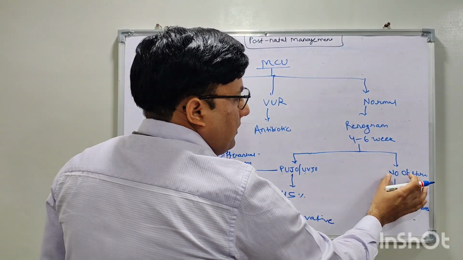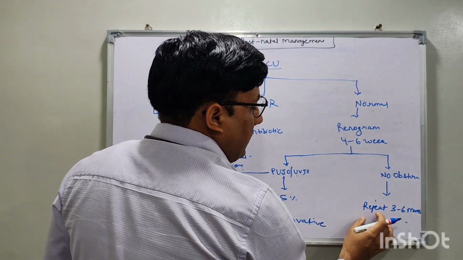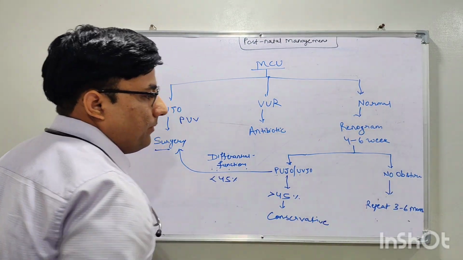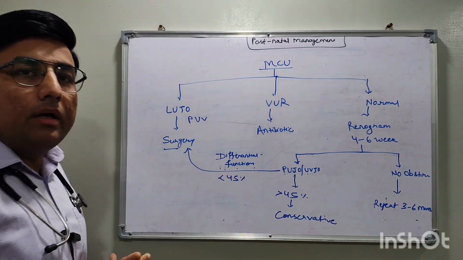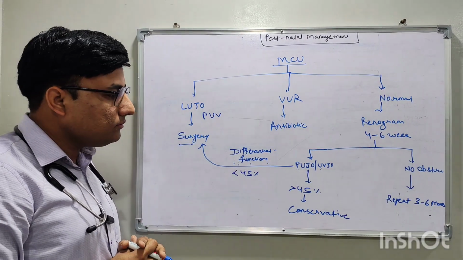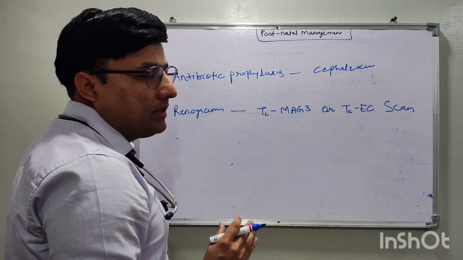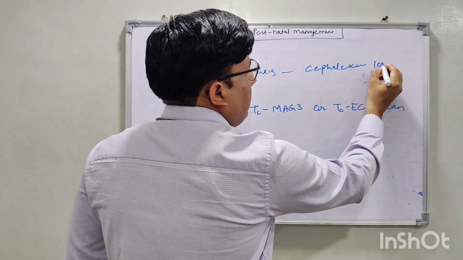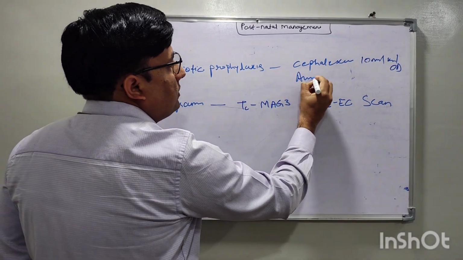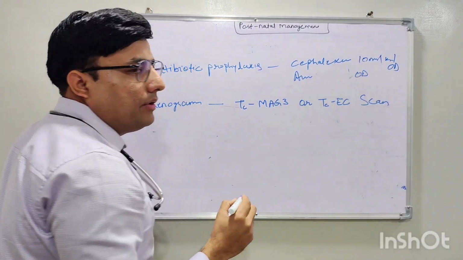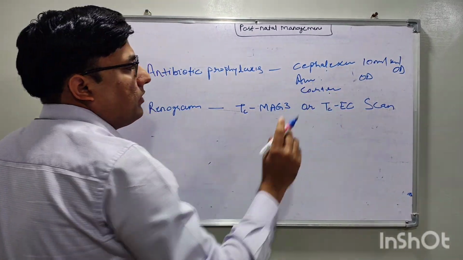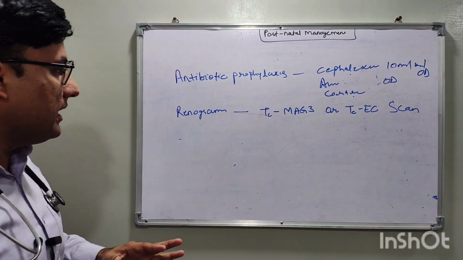But in the renogram, if there was no obstruction, then we have to repeat USG every 3 to 6 months to look for dilatation or severity of hydronephrosis. So in antibiotic prophylaxis, what should we give? Generally we use cephalexin 10 mg per kg per day in OD dose, or we can give amoxiclav also, in OD dose, or sometimes we give cotrimoxazole also. So cephalexin, amoxiclav, or cotrimoxazole we can start for antibiotic prophylaxis.